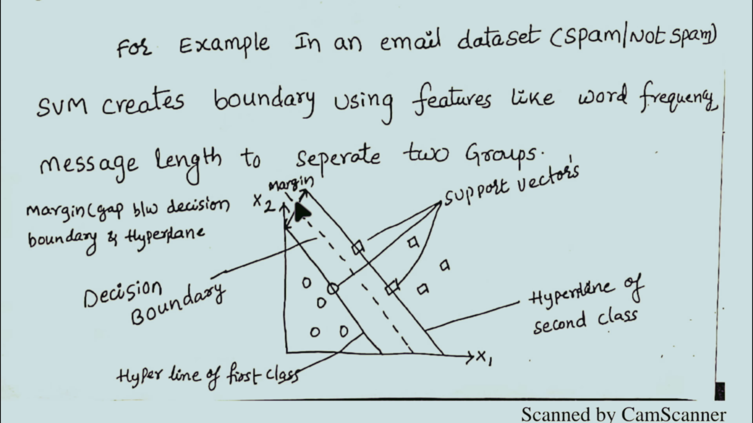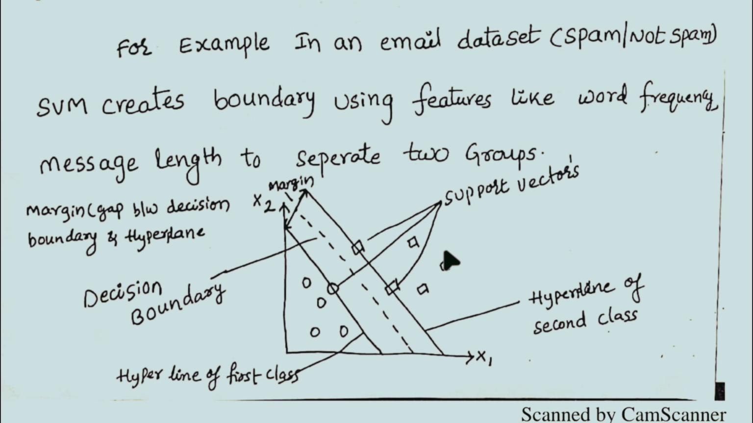We have two types of data. One is the circle, the second one is the square. We are going to differentiate between these two using the SVM concept. This is called the decision boundary. It is going to segregate and differentiate class A and class B.